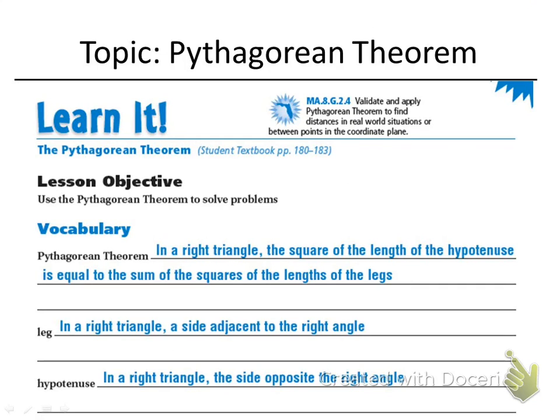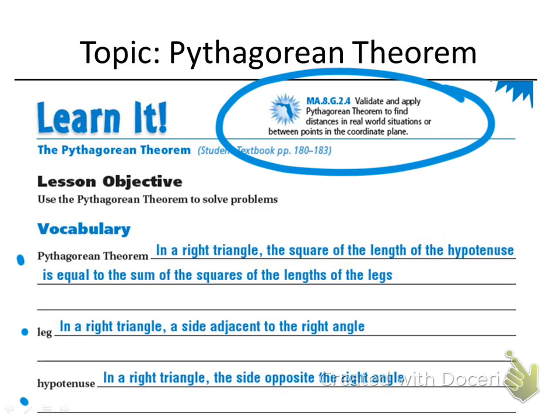Today you're learning about the Pythagorean theorem. We have 3 vocabulary words. Our benchmark today is to validate and apply the Pythagorean theorem to find distance in real-world situations or between points in a coordinate plane. Our first vocabulary word is Pythagorean theorem.